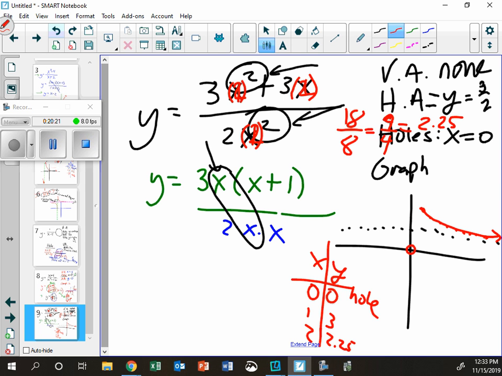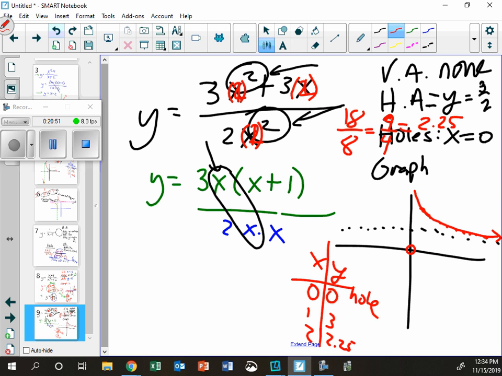Now, one more thing. Remember, this graph can't cross this line. Why not? Because as soon as you put in x equals 0, it crashes the whole function. Fails. There's a hole there. All right, so I know it's going to move towards this line, and we can assume the curve's going to continue in the same direction, but it's not going to hit that spot.